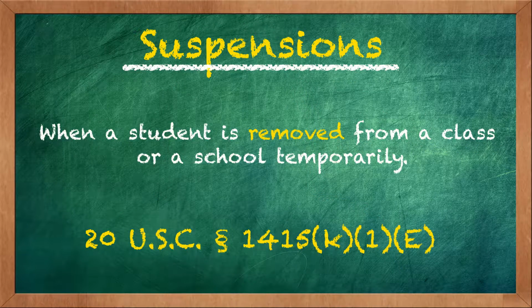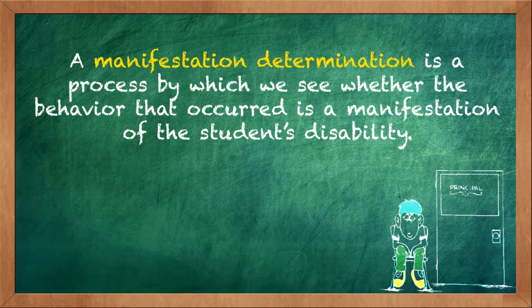Now let's discuss suspensions. This is when a student is removed from a class or a school temporarily. For students with disabilities, suspensions should include a manifestation determination. We're going to discuss manifestation determination in a later unit, but for now, know that a manifestation determination is a process by which we see whether the behavior that occurred is a manifestation of the student's disability, or that it's caused by the student's disability.